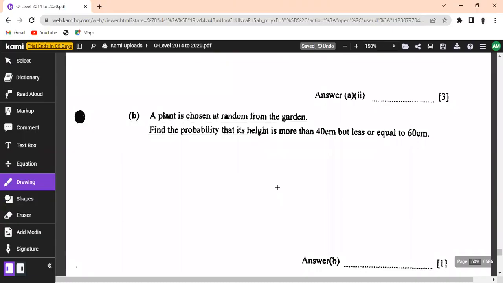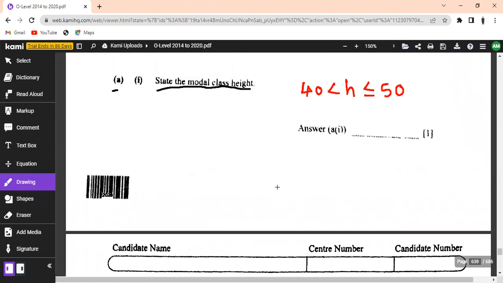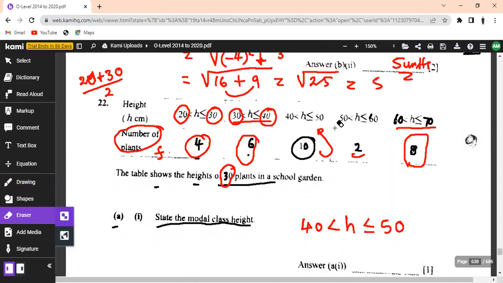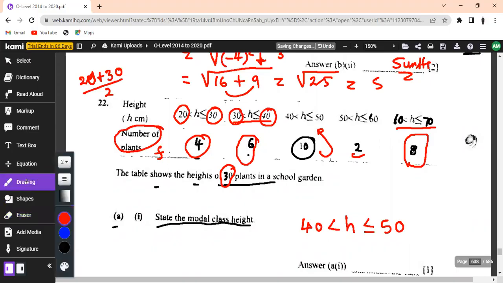Then on B, a plant is chosen at random. We are now back to probability. Find the probability that its height is more than 40, but less than or equal to 60. Take note, it's more than 40. If you cross-check on our table, H is greater than 40, which means you're starting from this class. Less than or equal to 60 is here. So your answer is going to be within this region, between these two.